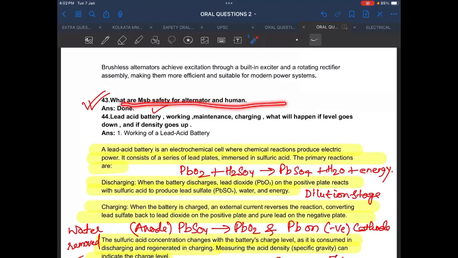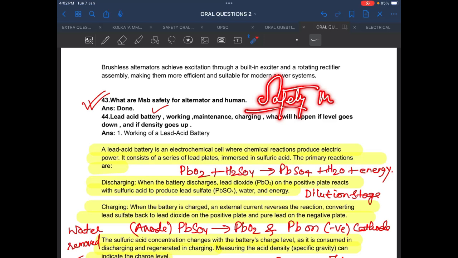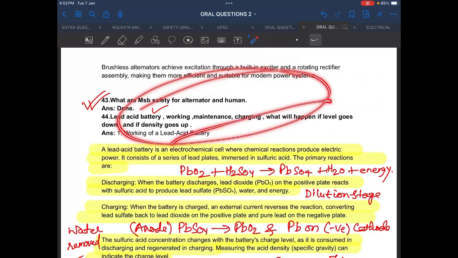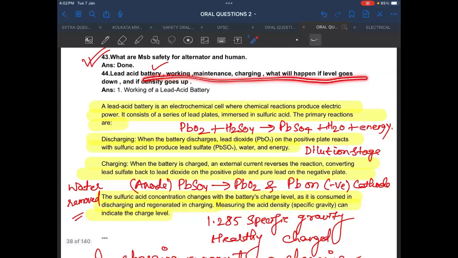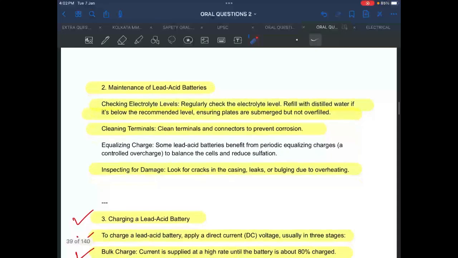Next question is, what are the MSB safeties of alternators? For safety, I will make a separate video for all the safeties: main switchboard safeties, auxiliary engine safeties, generator safeties, boiler safeties, crane safeties, whatever the machinery, I will explain everything in a separate video. Okay, lead acid battery working, this is also a long topic, I will not explain here. I will just go with the maintenance plan. Working I will explain later. Maintenance, charging, and what will happen if the level goes down and density goes up. So lead acid battery working I will not explain.